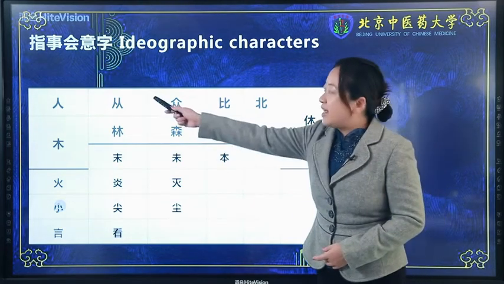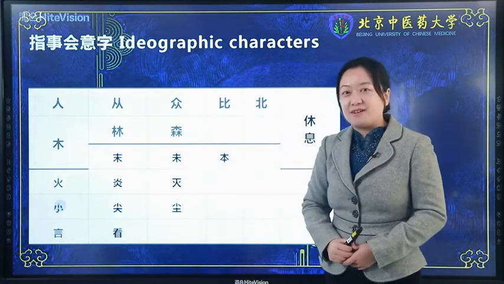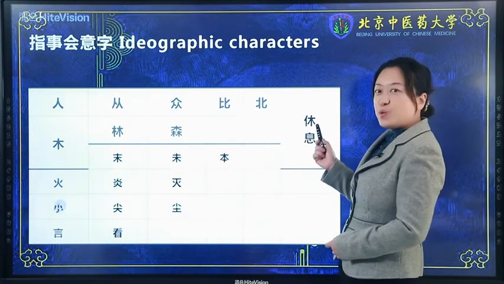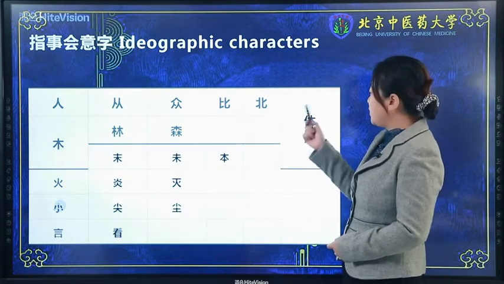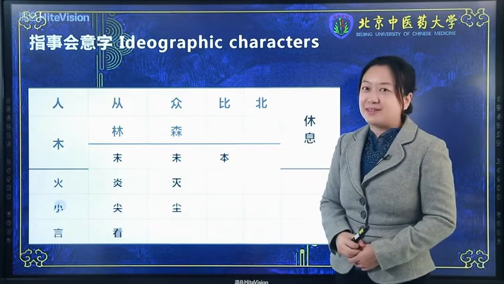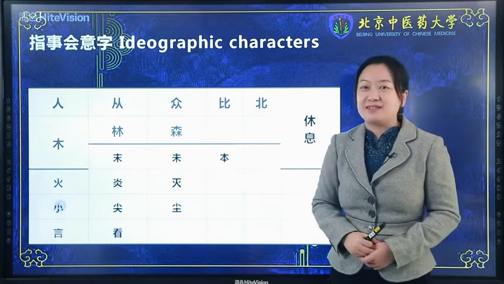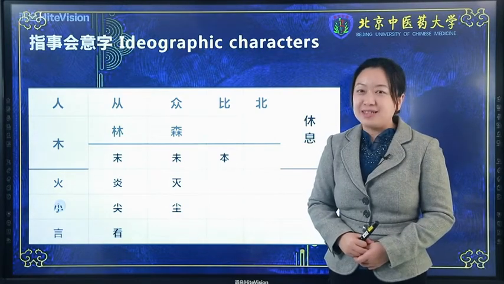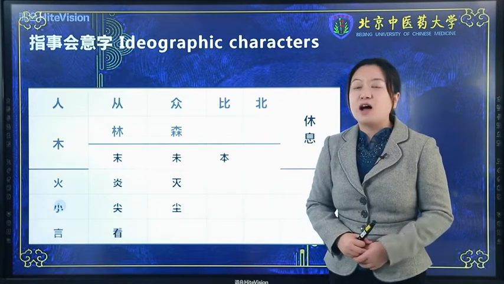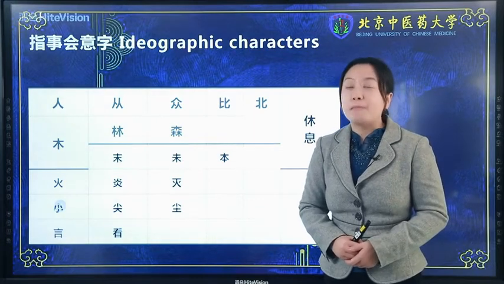We put 人 and 木 together to make a new one, 休. But 休 only means the physical rest. When we make a new word, 休息 in Chinese, it means the rest, not only physical, but also mental.